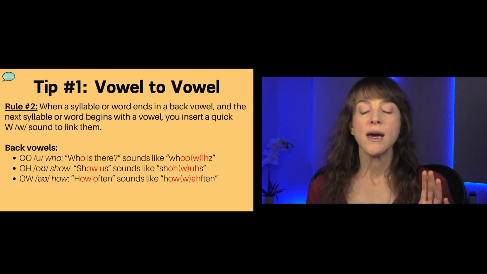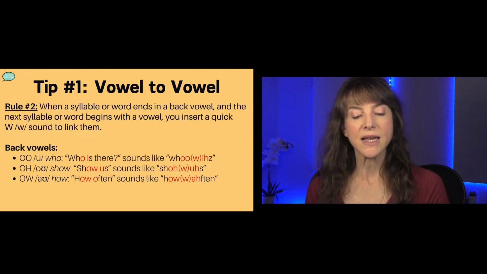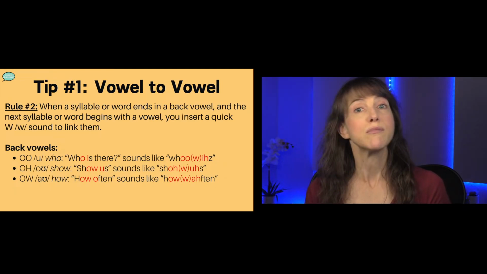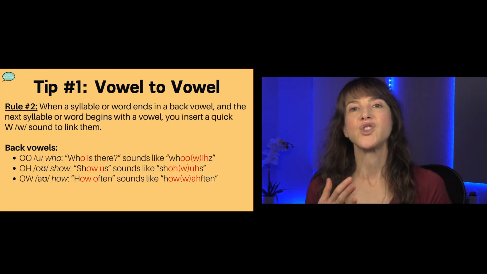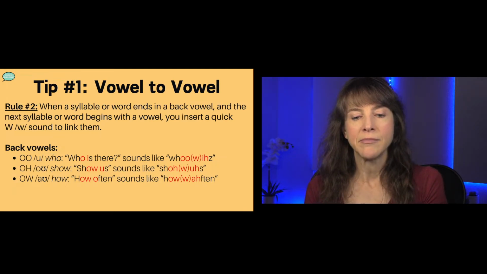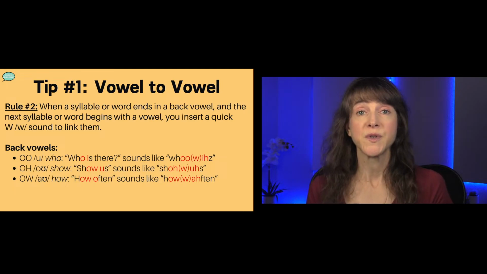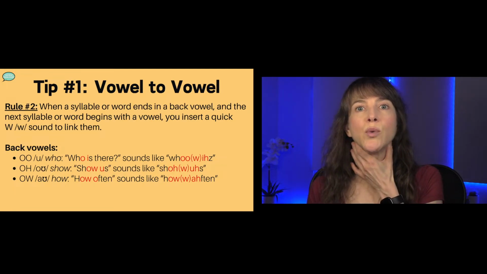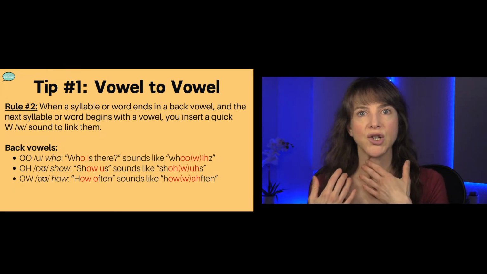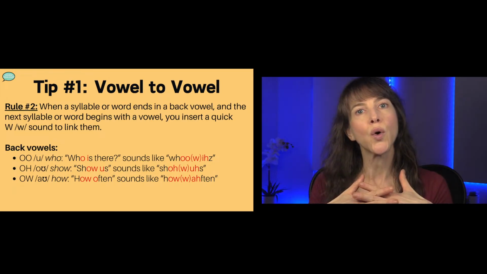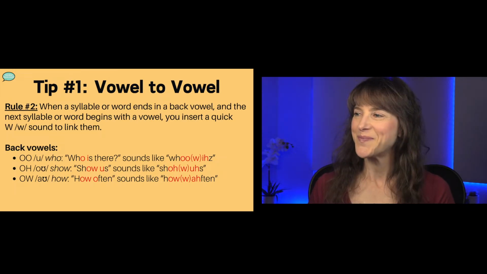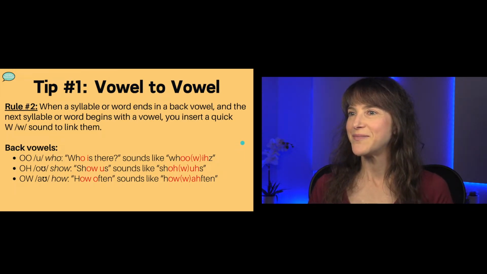And again, this type of linking is not necessarily that hard to imitate. It's just hard to remember to do it because you just might be in the habit of breaking your vowels, and it's really hard to monitor. So putting your hand on your throat will be really helpful to feel for the vibration and make sure that you maintain vocal cord vibration. You don't want it to stop when you're doing vowel to vowel linking.